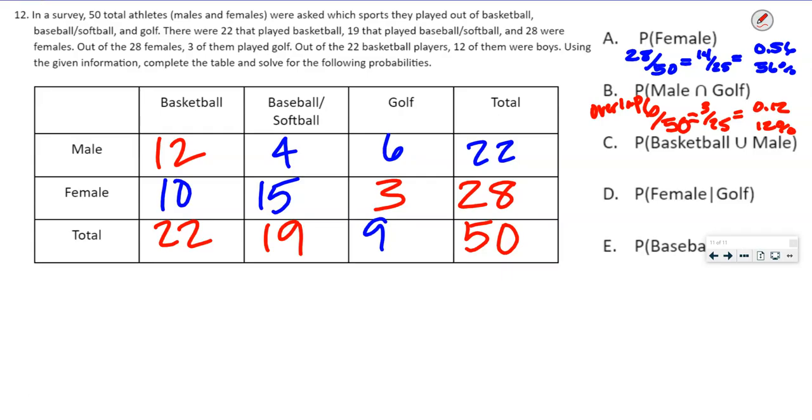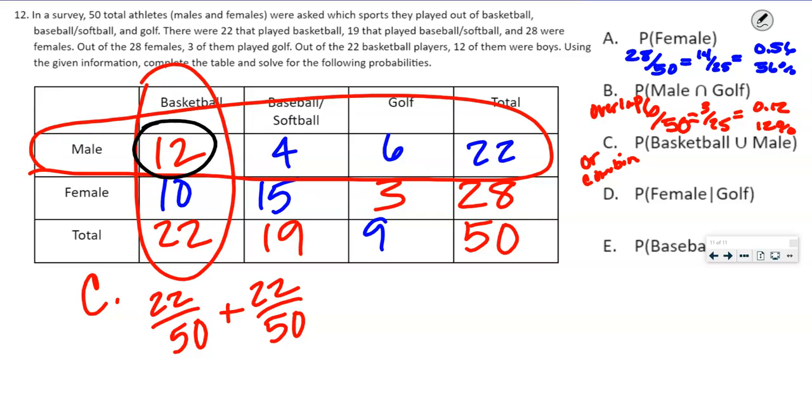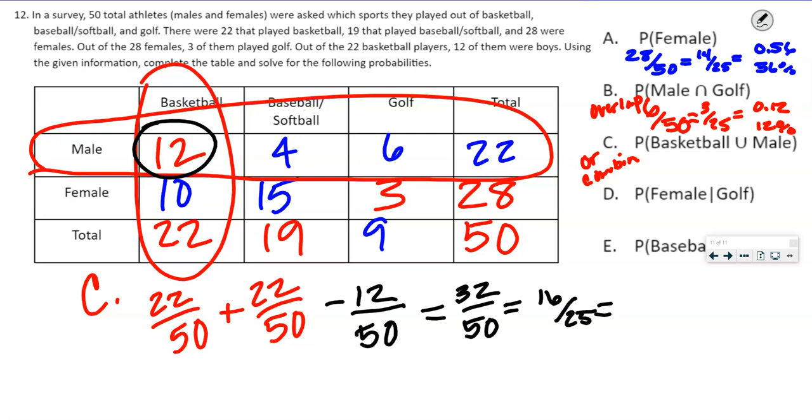So the next one is basketball or males, or that's what that symbol means, right? And what does that mean? We're going to combine the two groups, okay? So I'm going to pull this one down here. I'm going to do C down here, okay? So C, probability of basketball or males. Okay, so here's our basketball, right? Here's our males. Remember, we're going to take total 22 over the 50. Basketball. Males was, again, 22 over 50. Now notice that 12 right there, that 12 was included in both groups, right? So we need to subtract that 12. Okay, so when we do that, we get 32 over 50, which reduces to be 16 over 25, which is 0.64, which is equal to 64%.